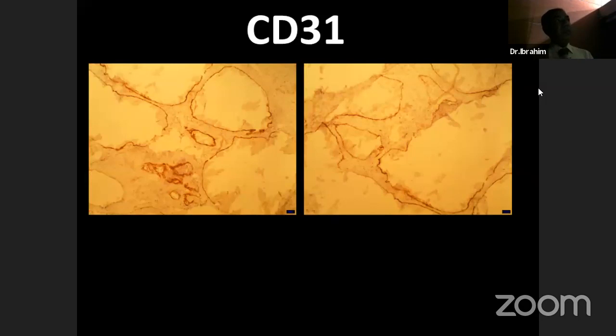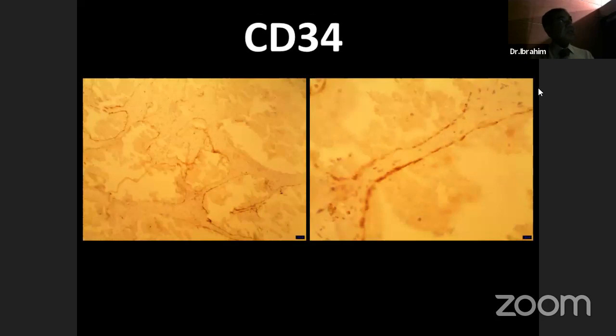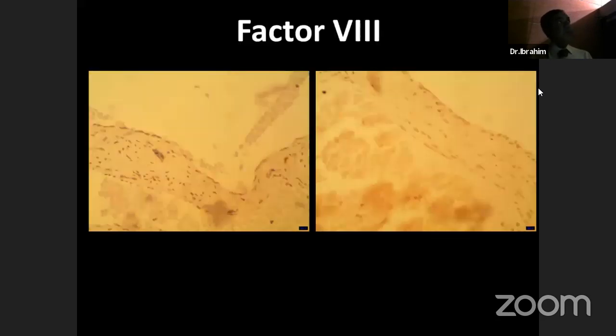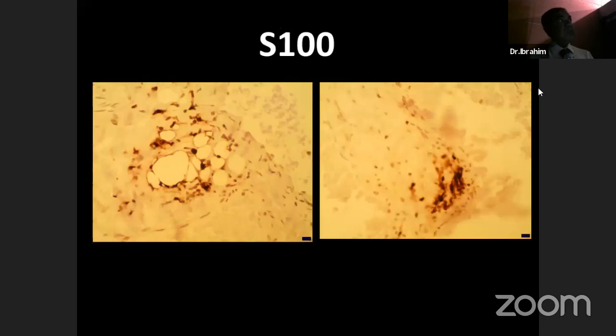There are 3 major special immune stains that stain endothelial cells. CD31 is one of them. You can see the brown staining tells you that this is the wall or the endothelium of the vascular spaces. It's positive, as expected. CD34 is another one, and it's positive in the lining, brown staining. And we also have factor 8. Factor 8 sometimes shows weak positivity in these normal endothelial cells, and sometimes it's positive in malignant cells.